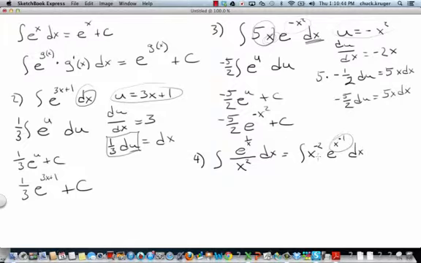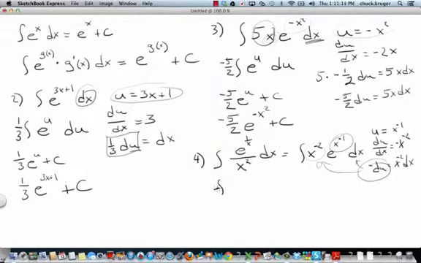And I can see when I take the derivative of this, I'm going to get x to the negative 2 power. So I'm going to substitute u in for x to the negative 1 power. That means du dx is going to be negative x to the negative 2 power. That means a negative du is going to equal x to the negative 2 dx. So this negative du is going to be replacing these two terms.